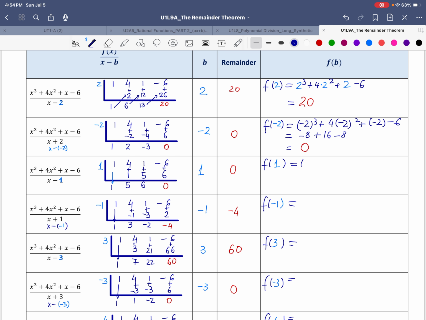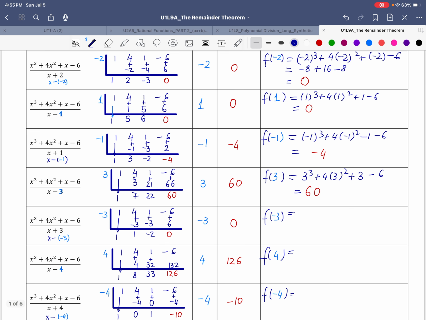So we have 1 to the power 3, 4 times 1 squared, plus 1 minus 6. And here we go. We have 0 again. We're not surprised. So negative 1 to the power 3, 4 times negative 1 squared, minus 1 minus 6. And again, we get negative 4 again. F of 3, we have 3 to the power 3 plus 4 times 3 squared plus 3 minus 6. So I can use a calculator for it. It's going to be 60.